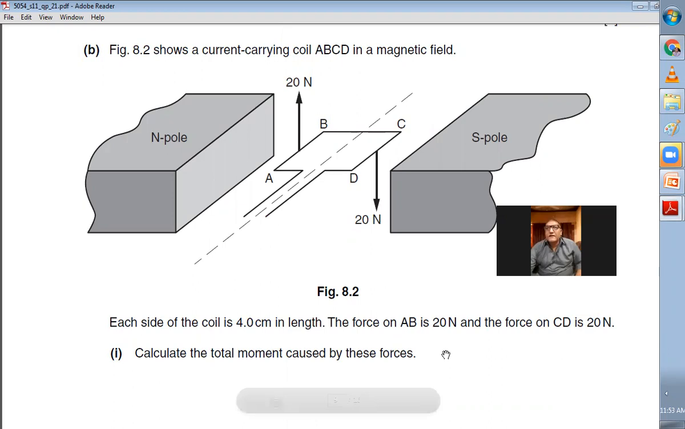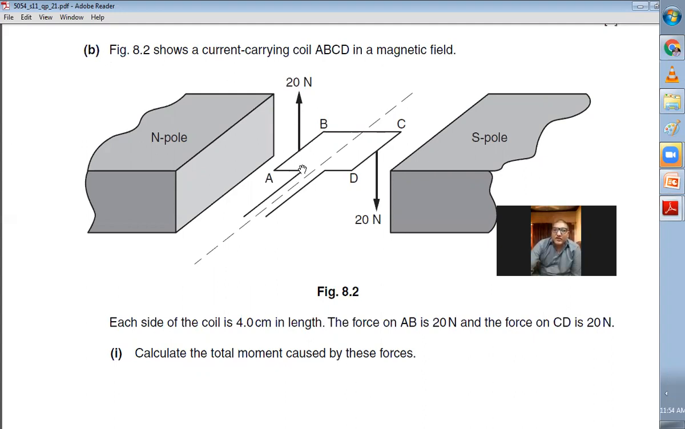Let's put it here. So what the B part says: figure 8.2 shows a current carrying coil ABCD in a magnetic field. Each side of the coil is 4 centimeter in length. The force on AB is 20 Newton and the force on CD is also 20 Newton. So calculate the total moment caused by these forces. You can see here is the axis of this coil. So around this axis, this coil will be rotating.